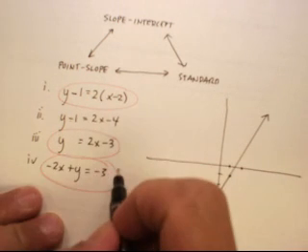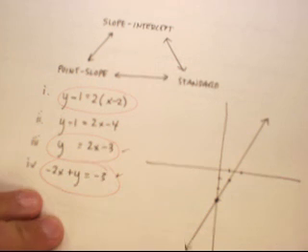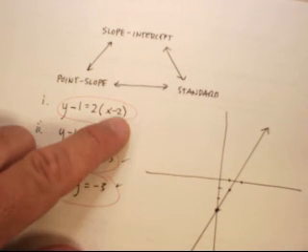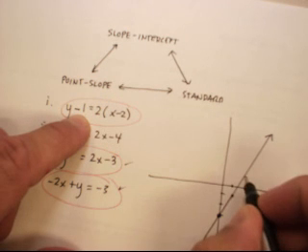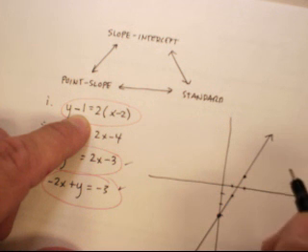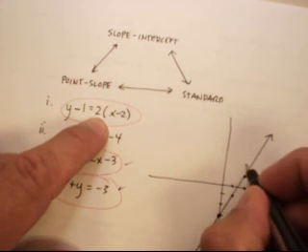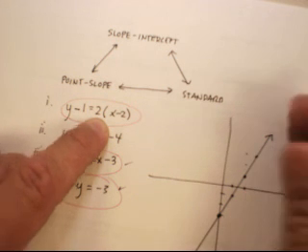So this one works. Let's see if it works with this one up here. Well, according to this, we know that one of the points should be 2, 1. So let's go over 2, up 1. Sure enough, there's a point. And we know the slope is 2 over 1, up 2 over 1. Again, it's on the same line.